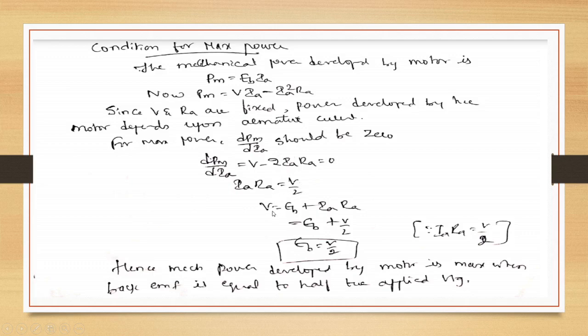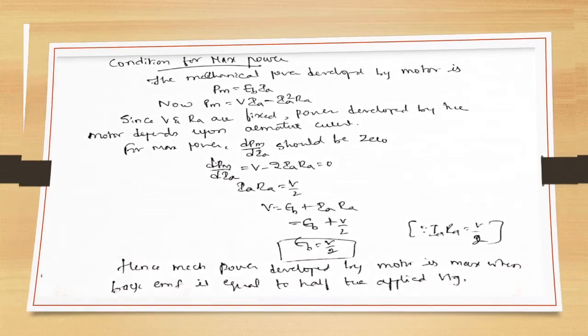So IA RA is equal to V by 2. Now in the voltage equation, that is V is equal to EB plus IA RA, which we have seen for a shunt motor, if you substitute in place of IA RA as V by 2, so V equals EB plus V by 2, or EB equals V minus V by 2, that is EB is equal to V by 2. So power developed by the motor is maximum when the back EMF is equal to half of the applied voltage.